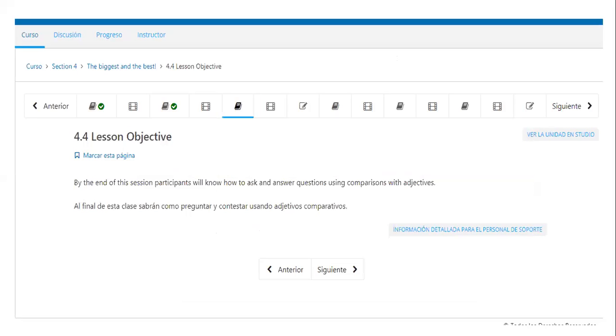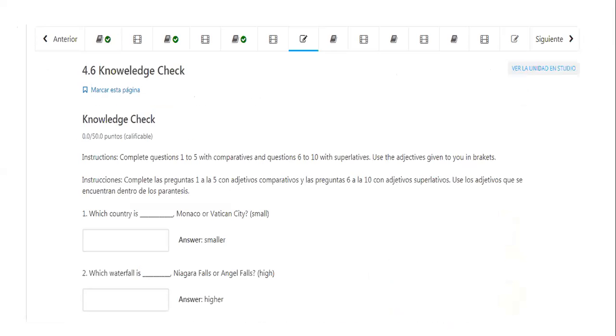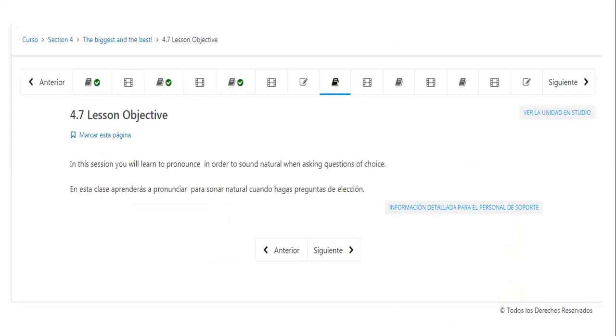For today we are going to work with the 4.4 lesson objective that says, by the end of this session, participants will know how to ask and answer questions using comparison with adjectives. We will have a very quick review of what an adjective is and how to write them in a sentence, and then continue with the comparisons. In the platform, you have a video called comparison with adjectives, which talks about superlative adjectives, the comparison and the superlatives, and later you go to the knowledge check. We are going to try to solve this knowledge check.